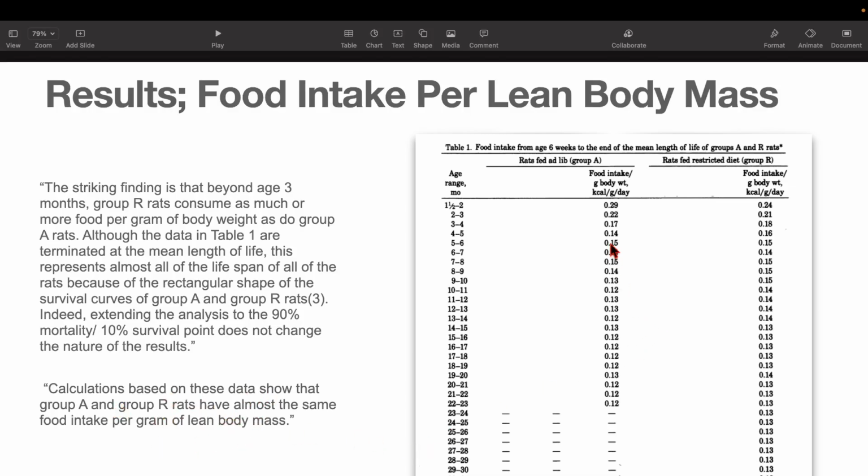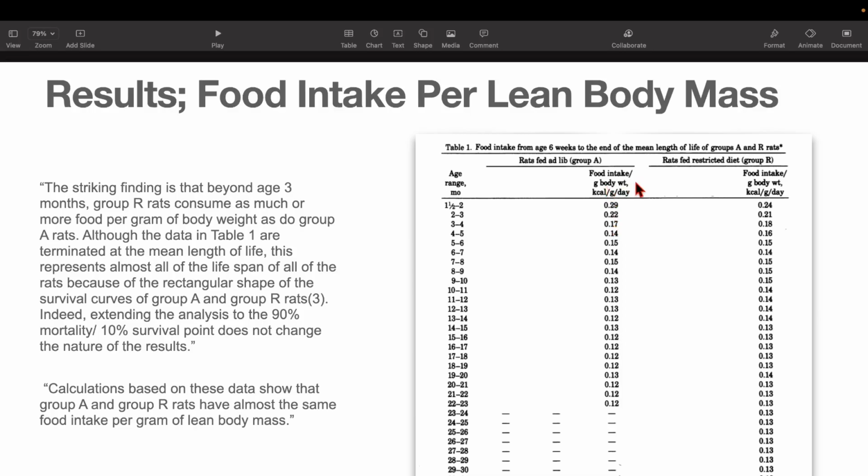So how does this work? How are the rats that are eating a restricted diet actually eating the same amount of food per gram of body weight? Well, they weighed less. They weren't as fat as the ad libitum fed rats. The restricted rats weighed significantly less than the ad libitum fed rats.